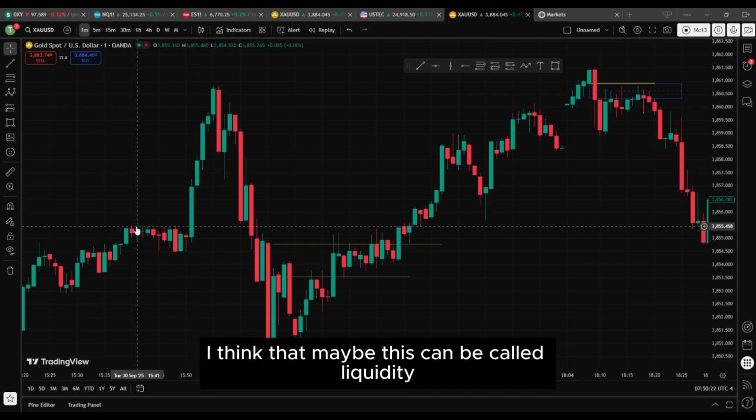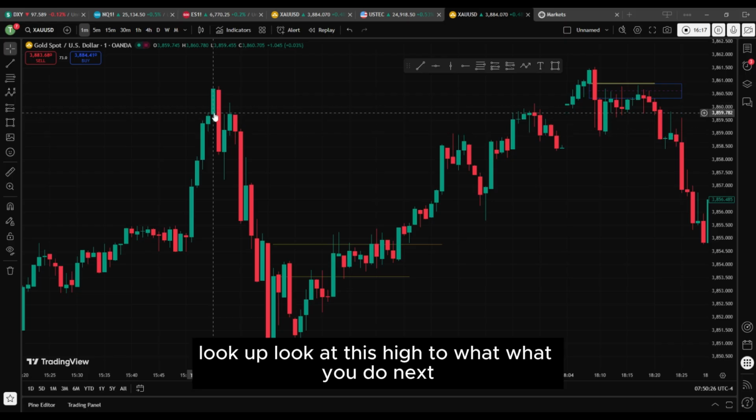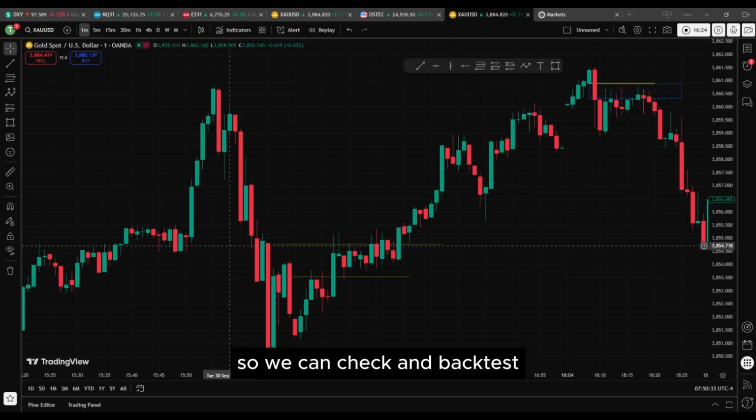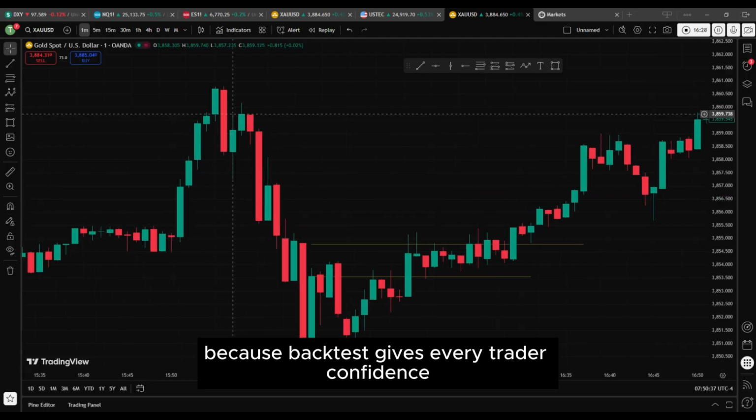I think this can be called liquidity because there's an impulsive move high from here. That's the liquidity sweep, look at this high. What you do next, take your trades from this place. So we can check and backtest. It's very important to backtest because backtesting gives every trader confidence.